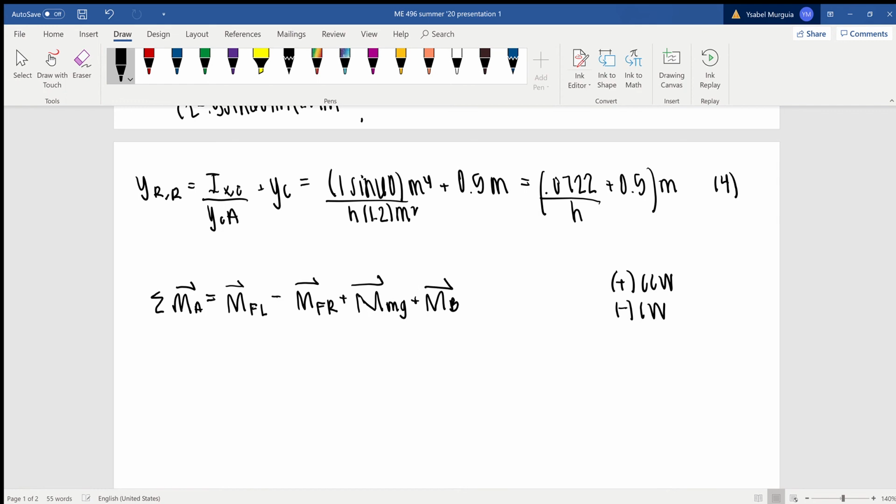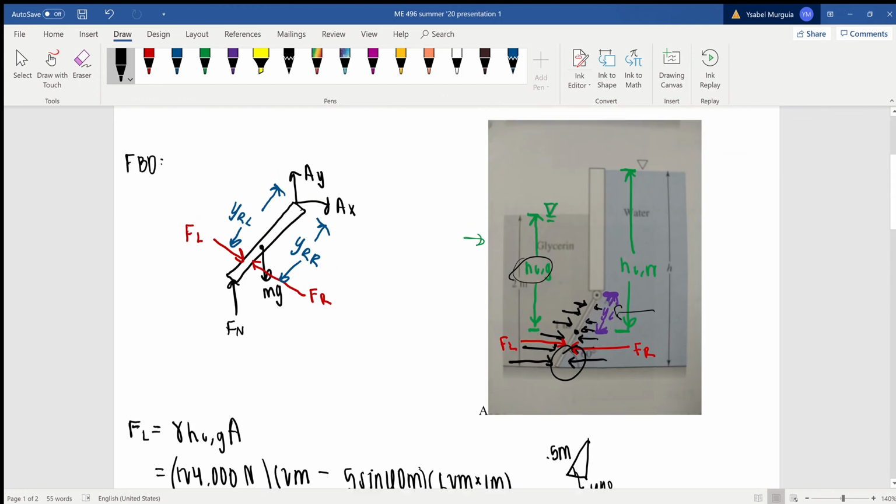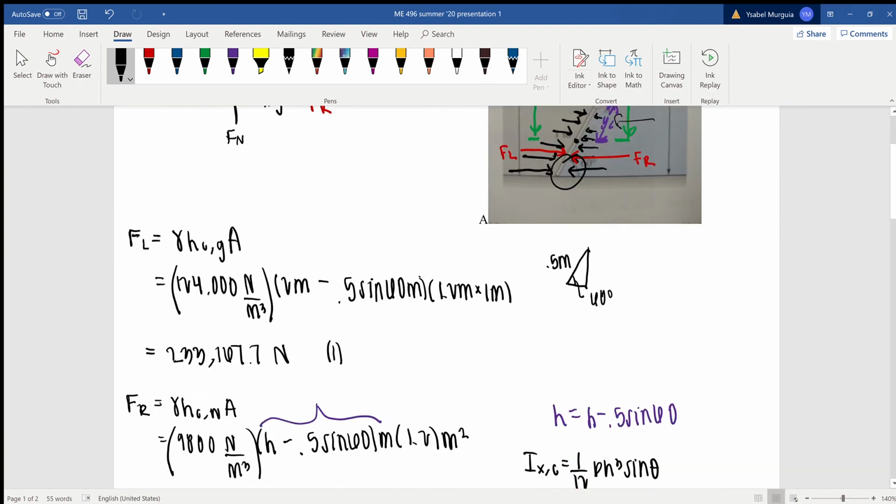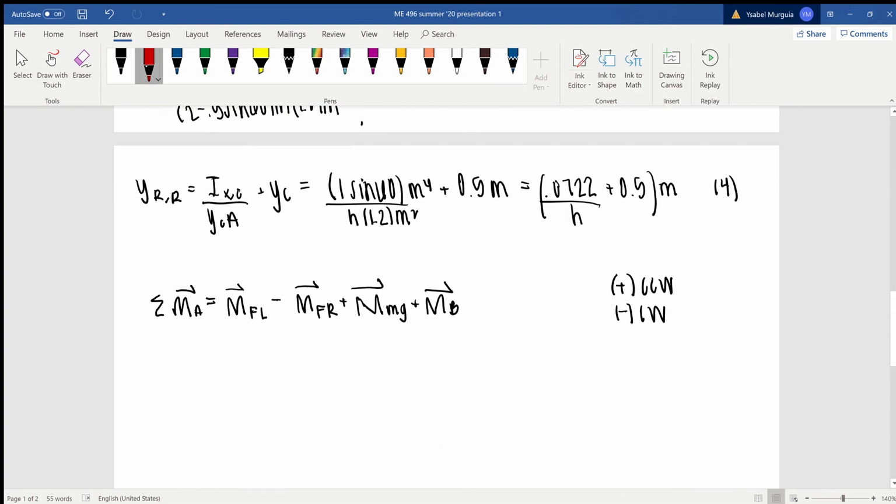Okay, so we only will have one negative value here. Reading back the beginning of the problem statement, they're asking at what height h will the normal force at B be reduced to 0. So we want the normal force at B to be 0. So I'm going to go ahead and solve for this as if B were 0, because that's what we want. So that's good for us because one less moment that we have to solve for.